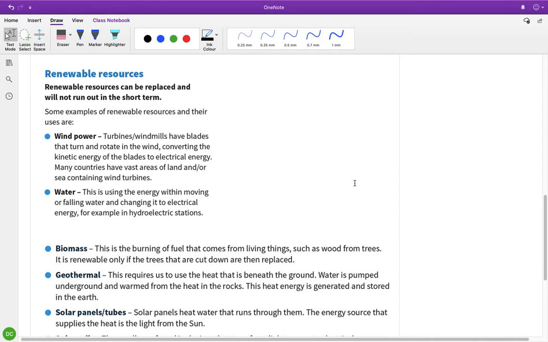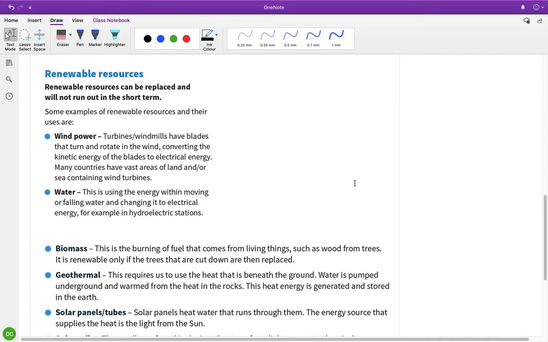Water. So I think worldwide, energy generated from water is the next biggest after fossil fuels. This is using the energy within moving or falling water and changing it to electrical energy. So we have hydroelectric stations.